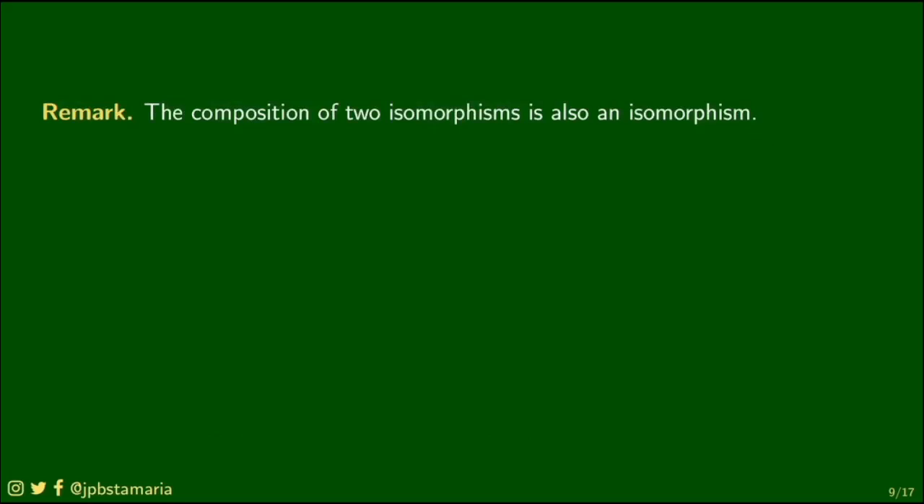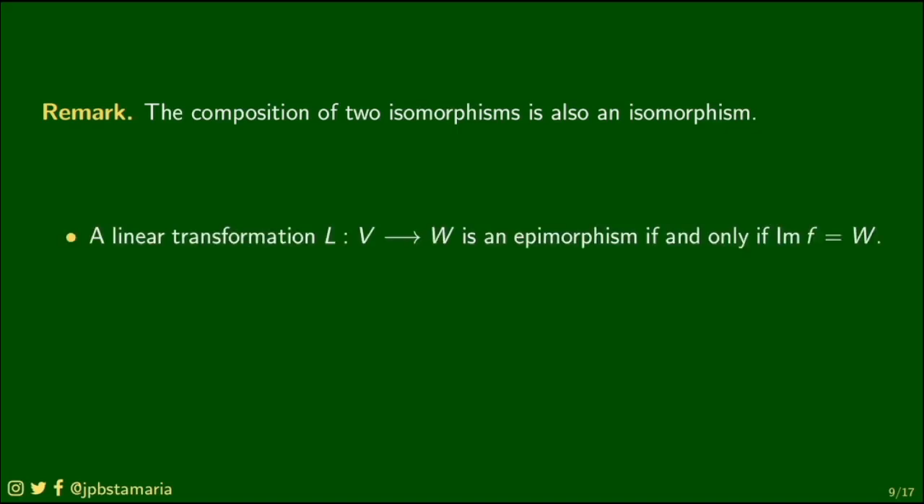Also, I want to say that the composition of two isomorphisms is also an isomorphism because the composition of two one-to-one functions is also one-to-one. The composition of two onto functions is also onto. Hence, a linear transformation L is an epimorphism if and only if the range or the image is exactly W. So in other words, the image of the transformation tells us when a linear transformation is onto, or an epimorphism. So the real question is now, when is L one-to-one?